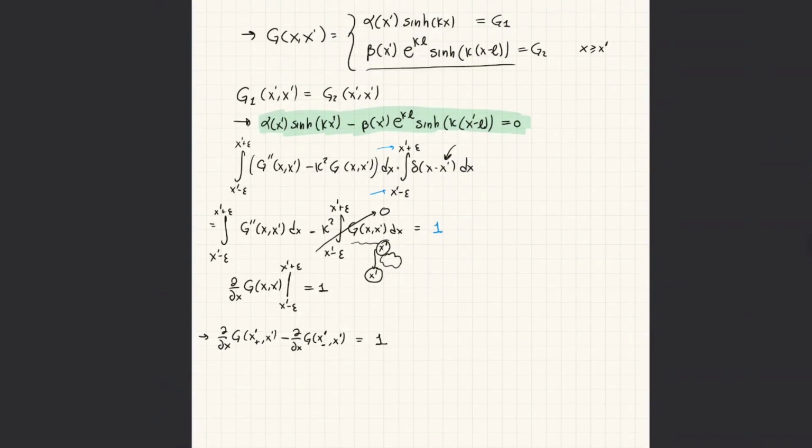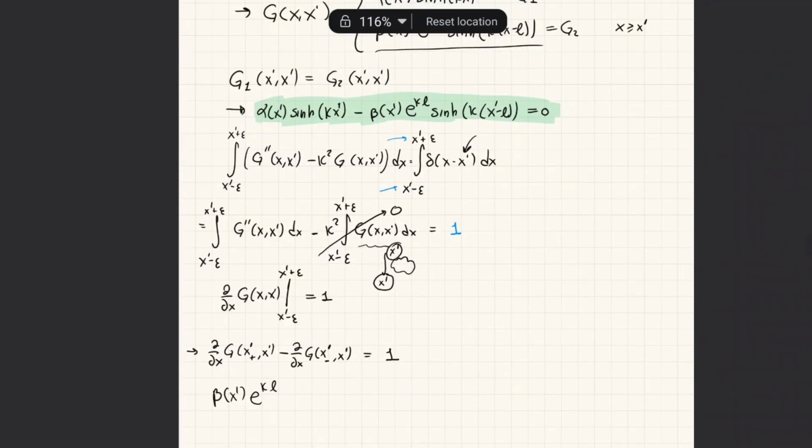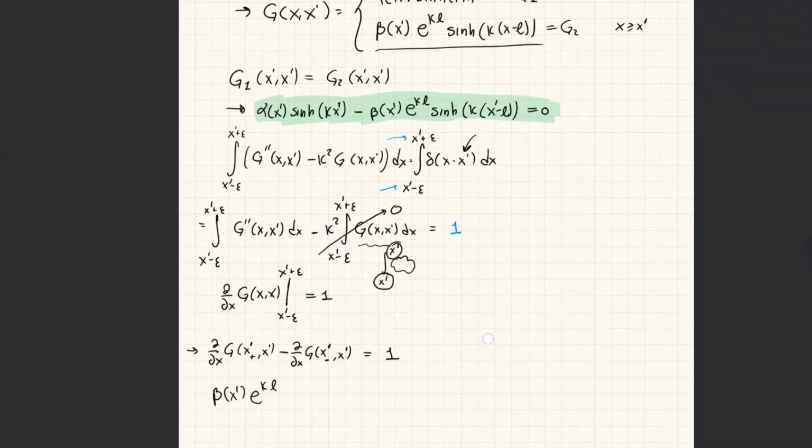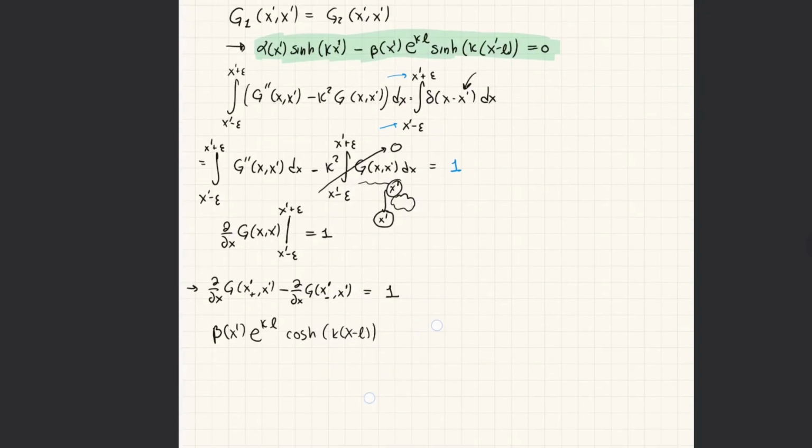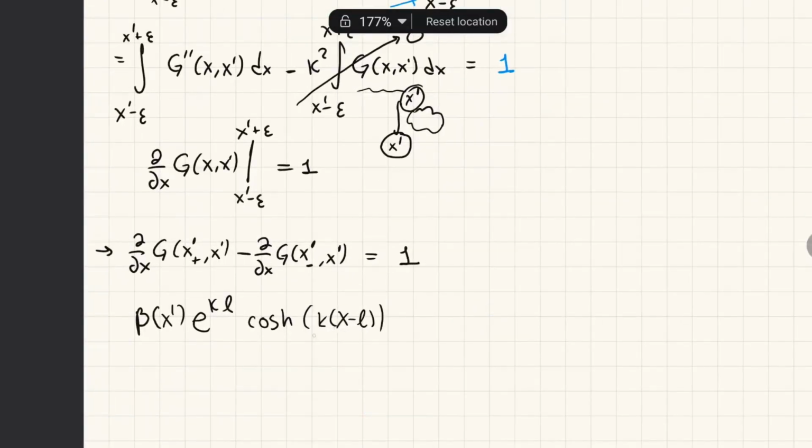Well, first of all, looking that it is with respect to x, this beta of x prime is like a constant, and then this multiplies e to the kl, and then the hyperbolic sine of k times x minus l. So the derivative of the hyperbolic sine is just the hyperbolic cosine, and then this multiplies k times x minus l. And then we need to take the derivative with respect to x of the argument of the cosine, but that is just a k, okay?